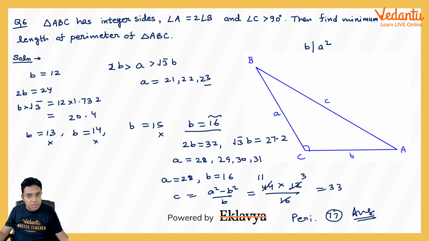Very interesting question. In fact, there can be many more values as you keep increasing values of B. You may try for the second least perimeter, means after B is equal to 16, what will be the next value of B which will be satisfying all these conditions. Okay, so this completes this question.